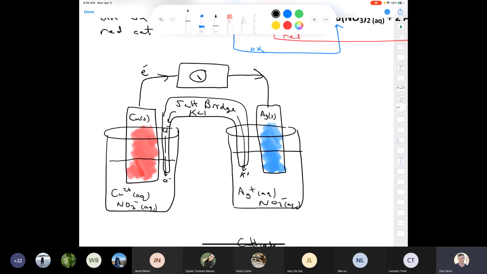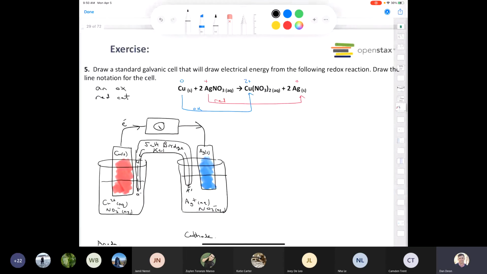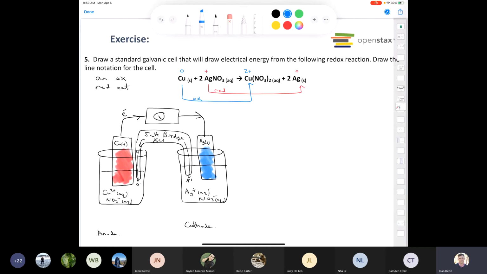All right, now let's try and write out the line notation. And as my students pointed out, they said, yeah, you're missing the concentrations, Mr. Dion. I'll tell you what, since it's a standard galvanic cell, the concentrations are going to be 1.0 molar. But let's just include that in the line notation. So let's write out what the line notation is. I'll start by putting the double line for the salt bridge. I'm going to have my solid copper is my starting material. I end up with copper 2 plus ions.